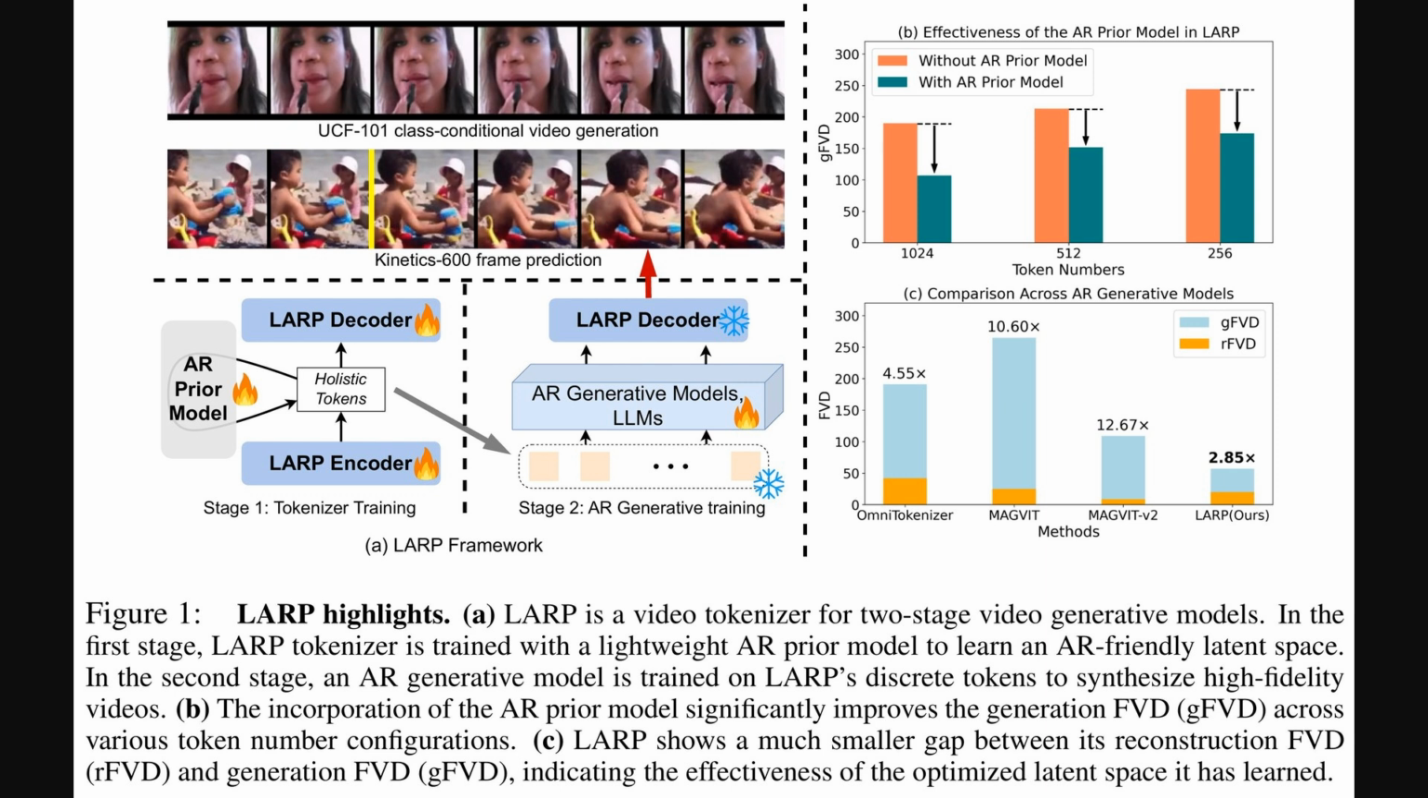Part A shows the LARP framework, a two-stage setup where the tokenizer first learns with that autoregressive prior model. Then, Part B clearly shows this autoregressive prior model boosts video quality across different token numbers, measured by the generation Fréchet video distance, or GFVD, where lower scores mean better videos. Part C then compares models, showing LARP has a much smaller gap between its reconstruction Fréchet video distance, RFVD, and its generation Fréchet video distance. This smaller gap shows its tokens are well optimized for generation.